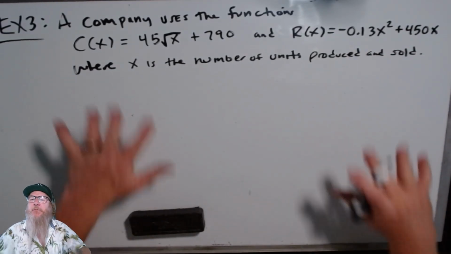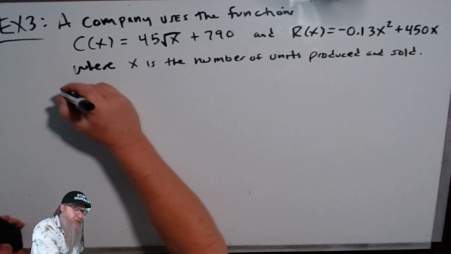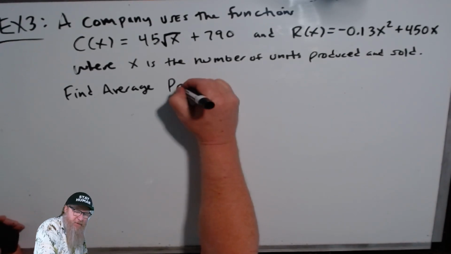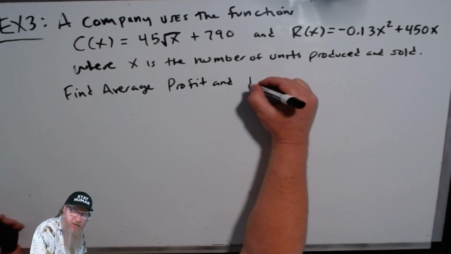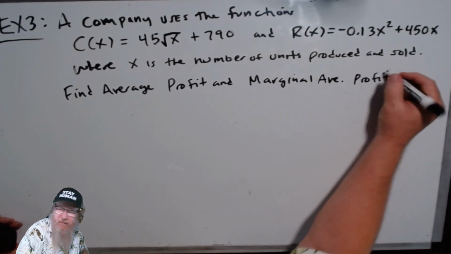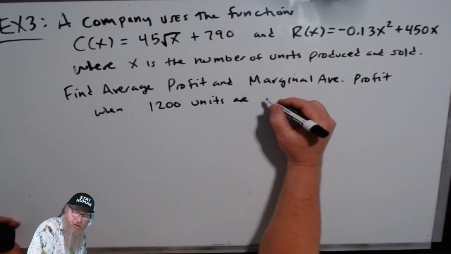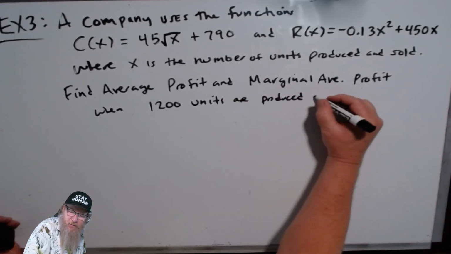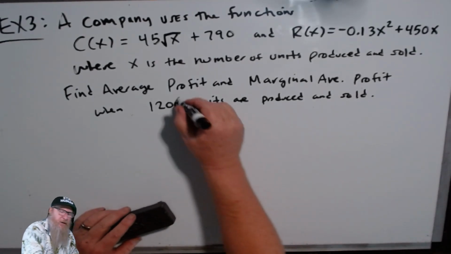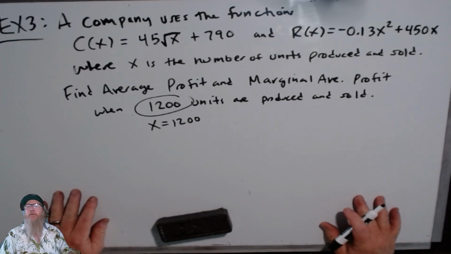Okay. Sometimes we say respectively. Okay, let's sell a lot of units here. Let's find the average profit and marginal average profit when 1,200 units are produced and sold. I could have just said X equals 1,200. It's a much easier way to say it. All of that just means X is equal to 1,200.